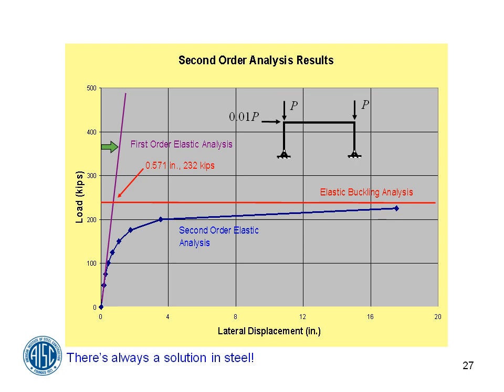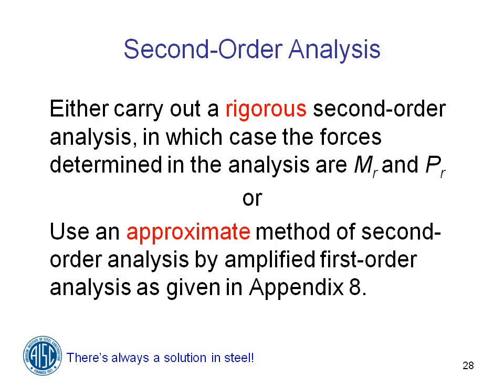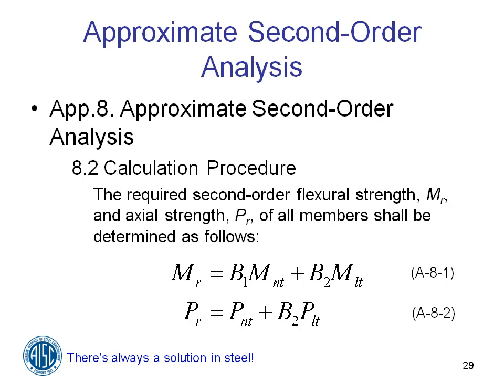Now, how do we do that? Well, the specification gives us two ways, basically. Either carry out a rigorous second-order analysis. If you do that, then the results of your analysis are the MR and the PR that we were using in the interaction equations. Or you can use an approximate method of second-order analysis, and that approximate method is given in Appendix 8 of the specification. Again, a little change from the 2005 specification, because this material had been in Chapter C. It's now in Appendix 8. And this is what we have historically called the B1, B2 method.